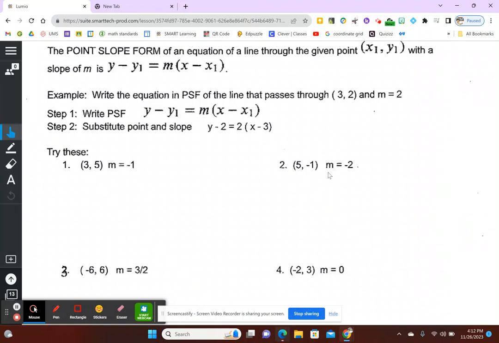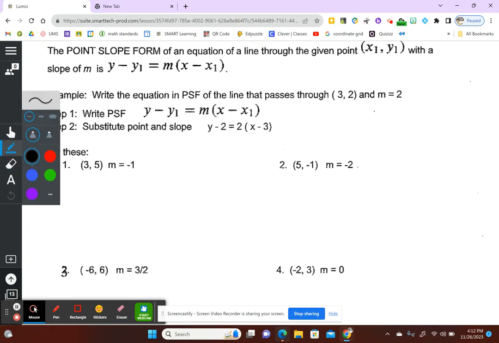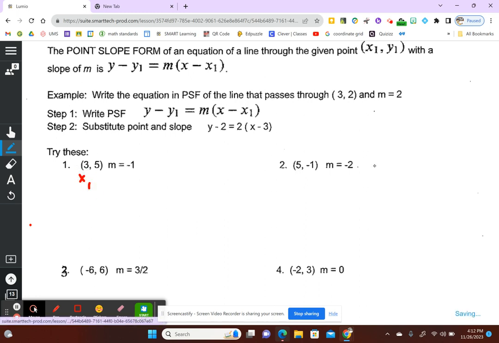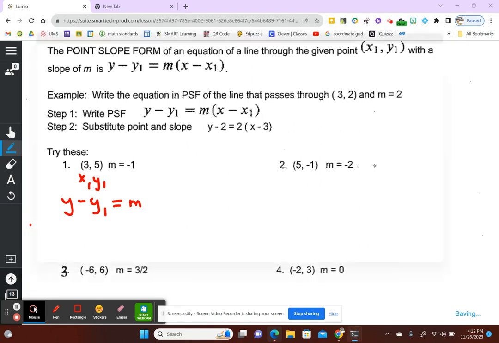Okay, so still on page 13, we're going to go over the point slope form. The point slope form is what you use when you're given a point and a slope. So if you're given a point and a slope, you label your point x sub 1, y sub 1, and then you write y minus y sub 1 equals m times x minus x sub 1.